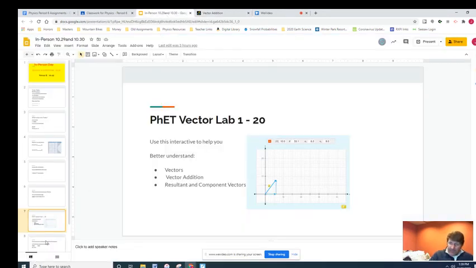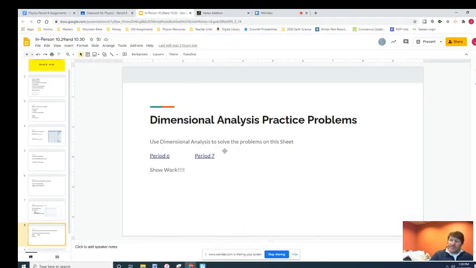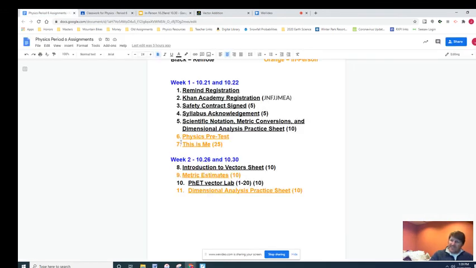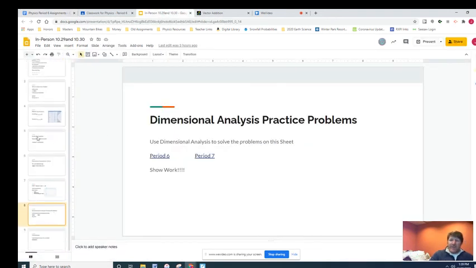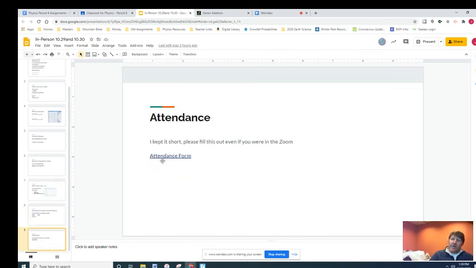Coming back really quickly, the only other thing that you need to do is the dimensional analysis practice problems. If you're in period 6, you could click on this. If you're in period 7, you could click on this, or just from our period 6 or period 7, you could click on it right here and it'll take you to the same place. And the only other thing that you need to do is the attendance form, which again will always be the last page of our presentation. So because we're not in person today, the attendance form is right here. So please get that completed.